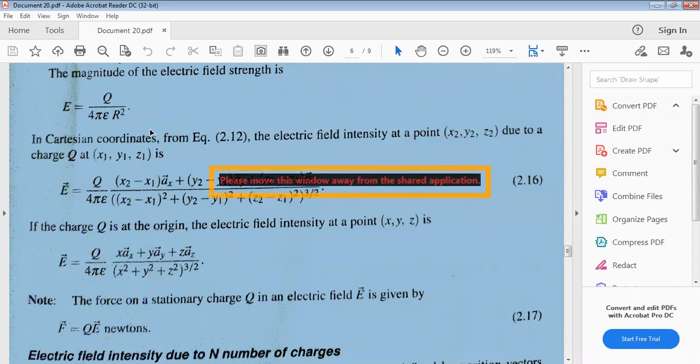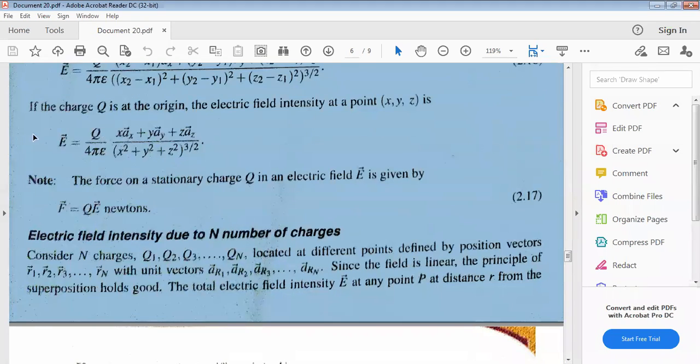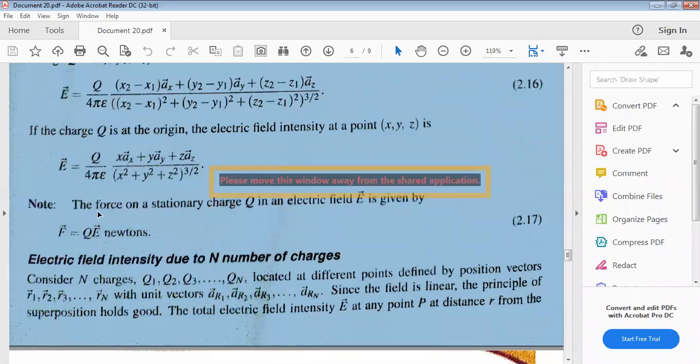In a Cartesian coordinate system, the electric field intensity at the point x2 y2 z2 due to the point charge Q1 located at x1 y1 z1 is E equals Q by 4 pi epsilon, times x2 minus x1 ax, y2 minus y1 ay, z2 minus z1 az, divided by x2 minus x1 whole square, y2 minus y1 whole square, z2 minus z1 whole square, to the power 3 by 2. That is the resultant electric field.